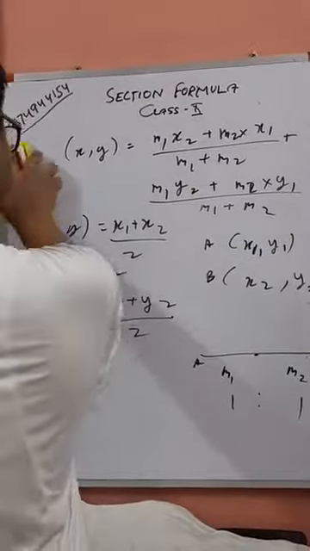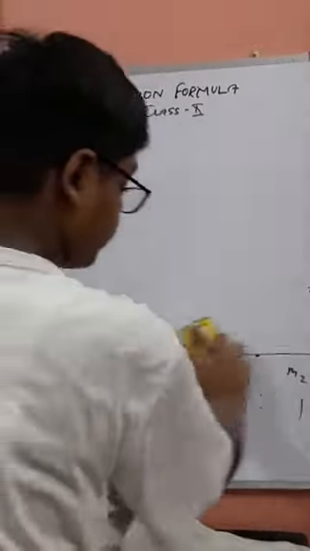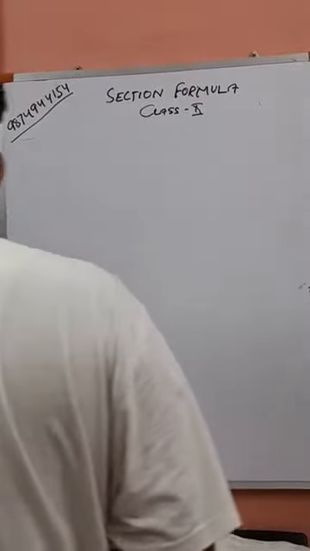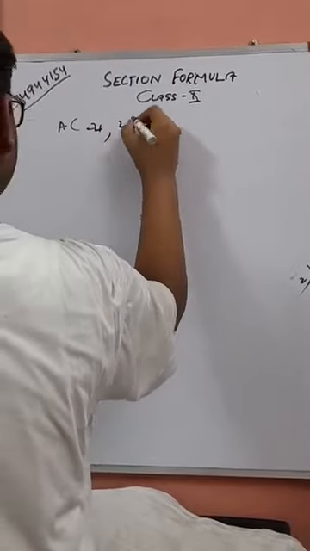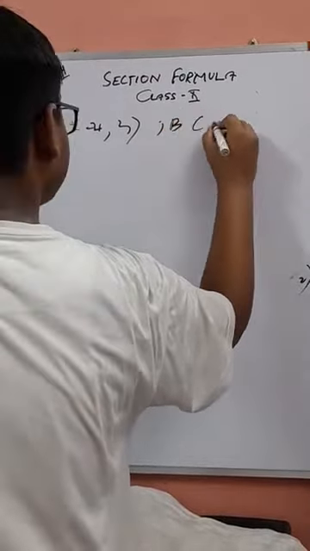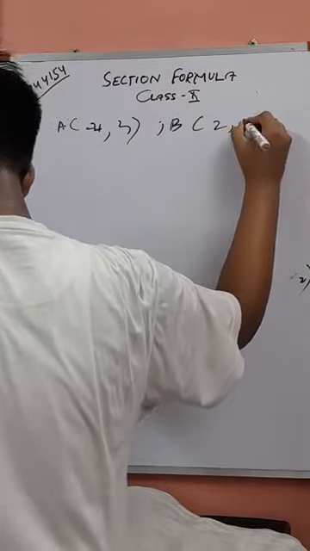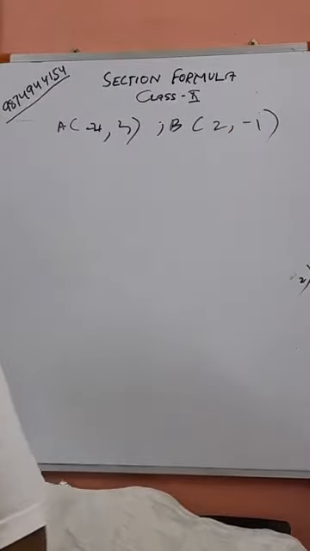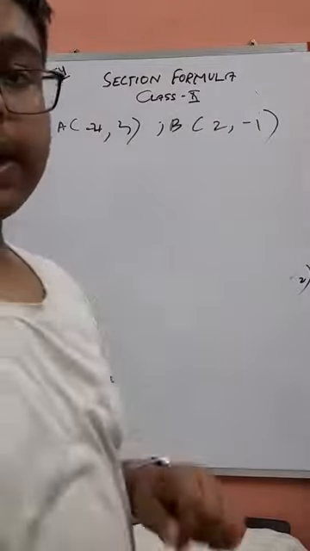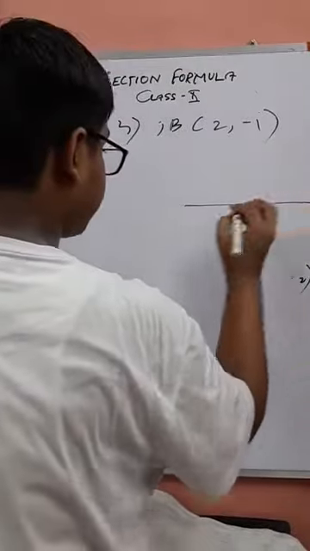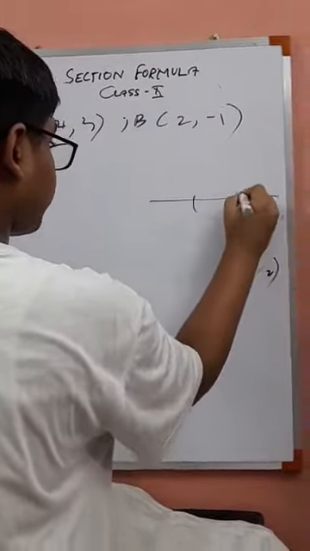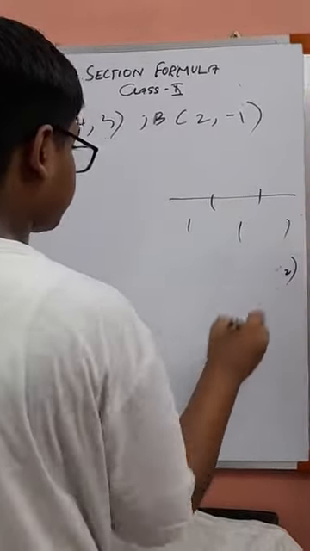They will be starting from: find the coordinates of the point of trisection of the line segment joining the points A minus 4 comma 3 and B 2 comma minus 1. And we have to find the point of trisection. That means there will be 2 points. For trisection, it means that it will be divided into 3 parts. This is one part, this is one part, and this is one part.